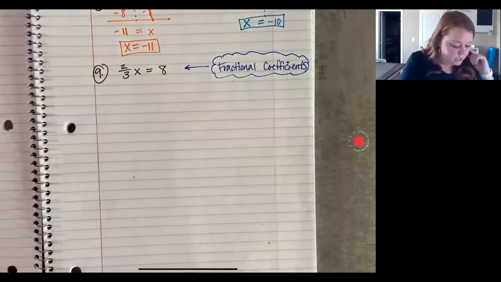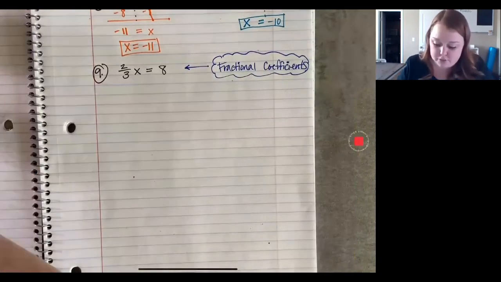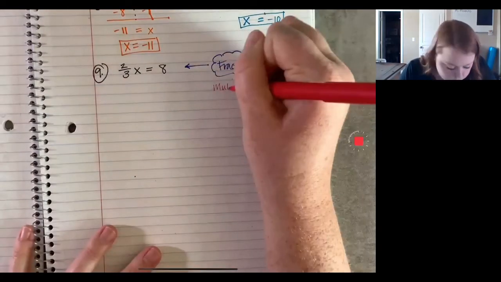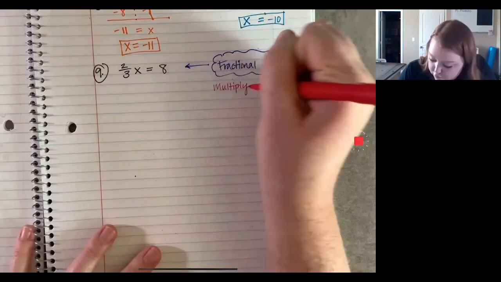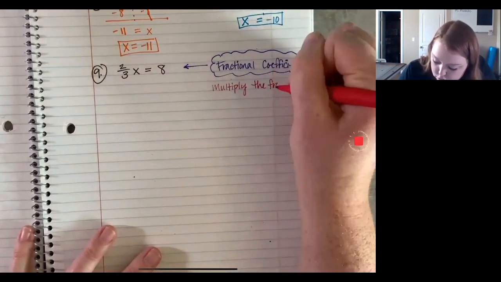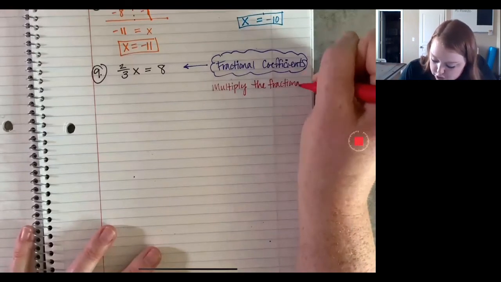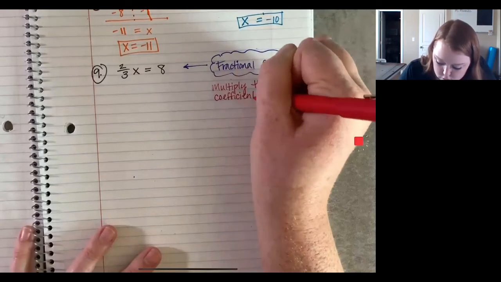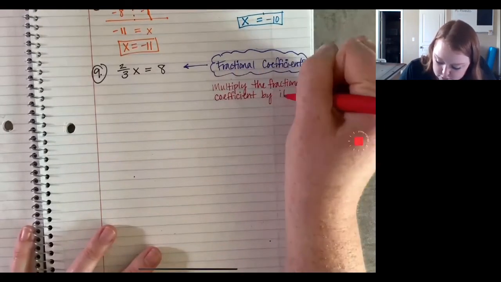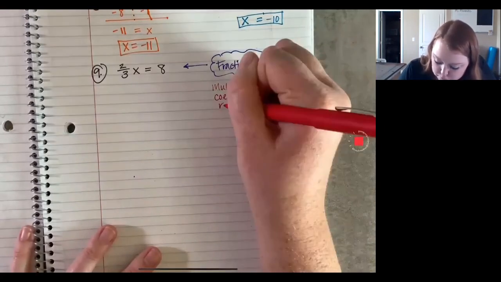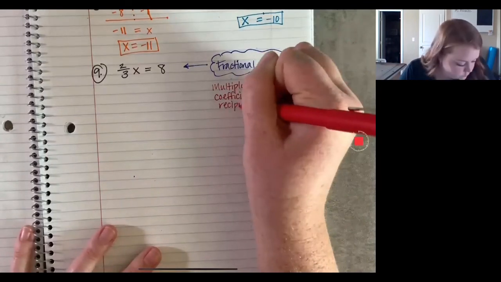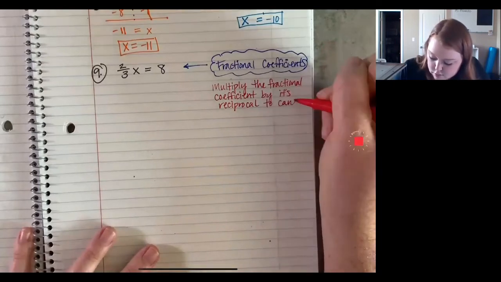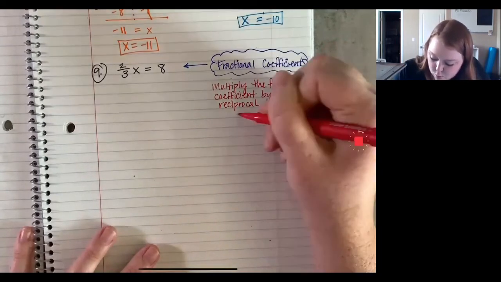So here's what you need to write down in your notes. Multiply the fractional coefficient by its reciprocal. Cancel it to 1.